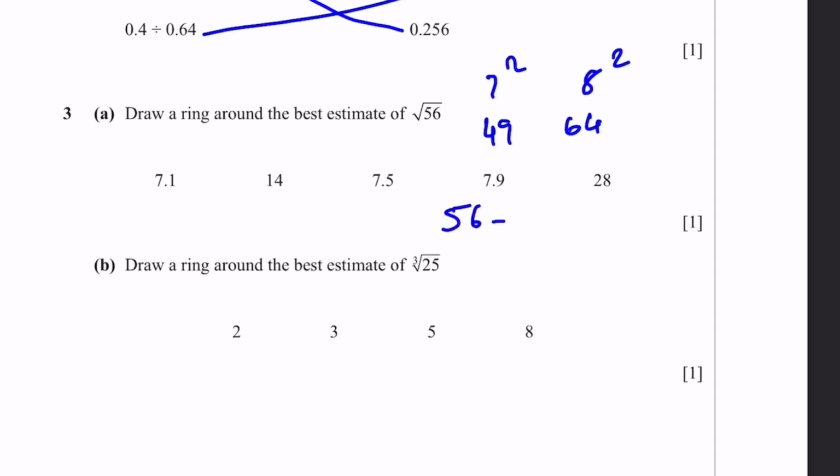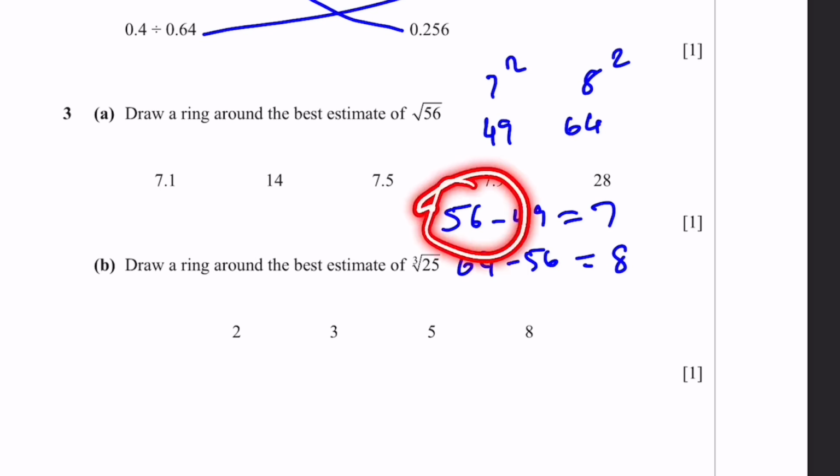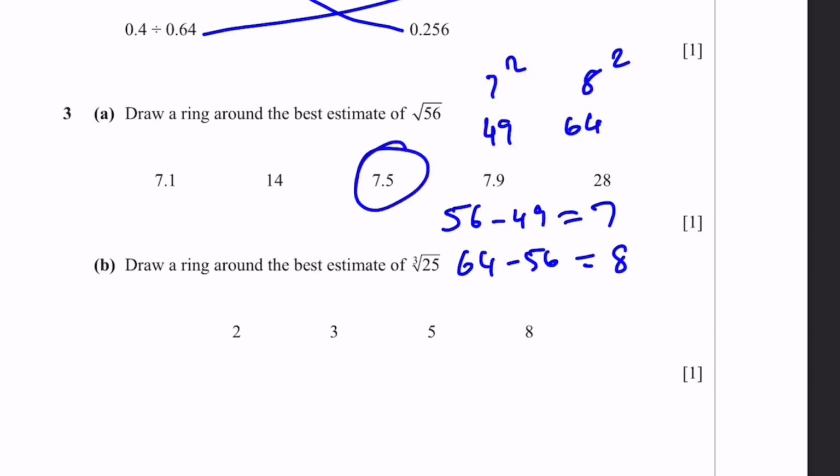So 56 minus 49 equals 7. So it's 7 units away. 64 minus 56 is equal to 8. 8 units away. This is actually okay because this number 56 is near the middle of 49 and 64. And therefore the best estimate is 7.5.